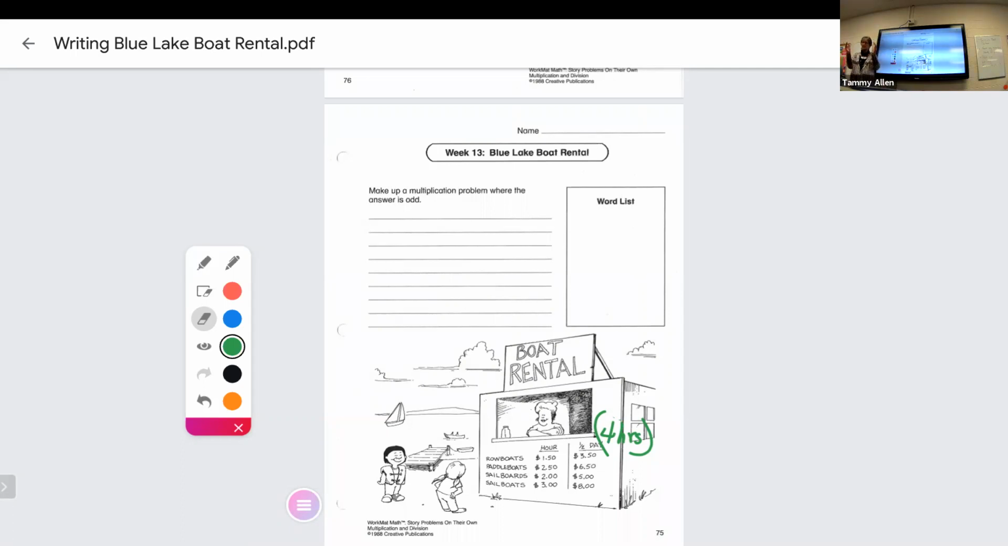Half day is considered 4 hours. So if you want 7 hours, you would do this plus 3 of these. That will get you your 7 hours. Yes? Okay. Does that clarify it for you? All right.